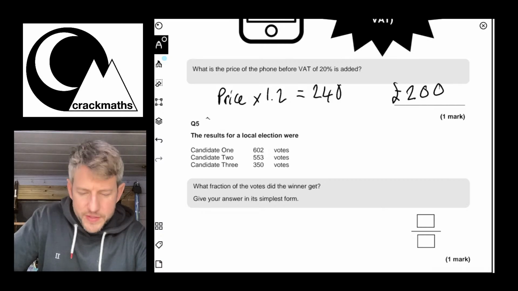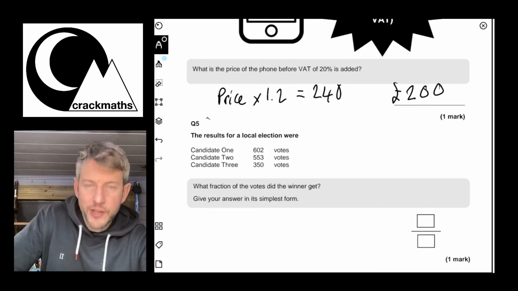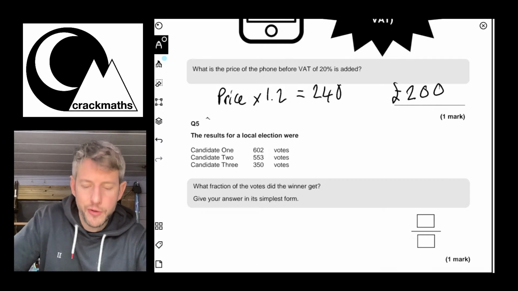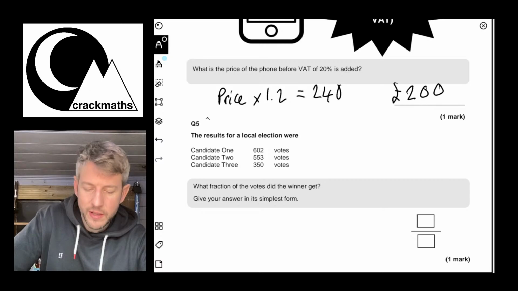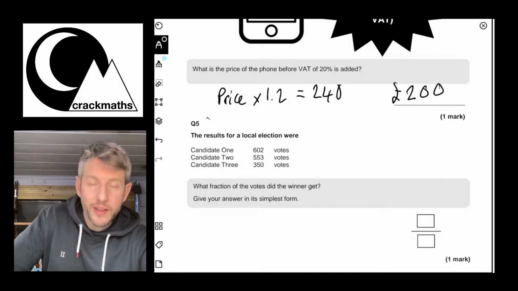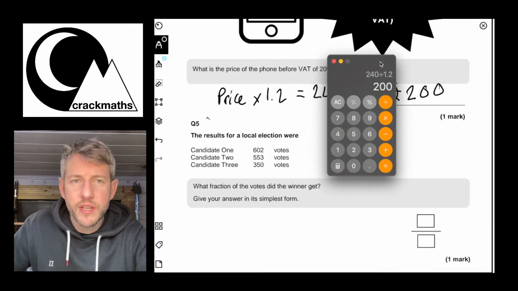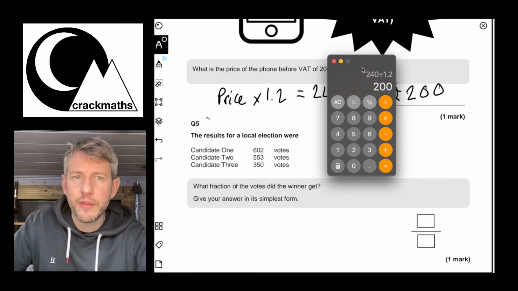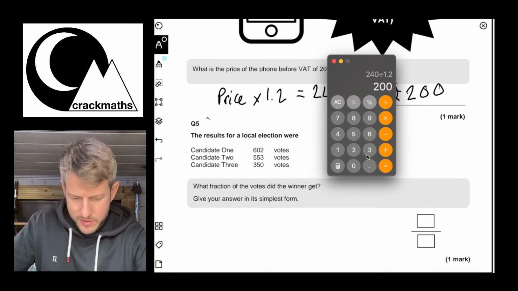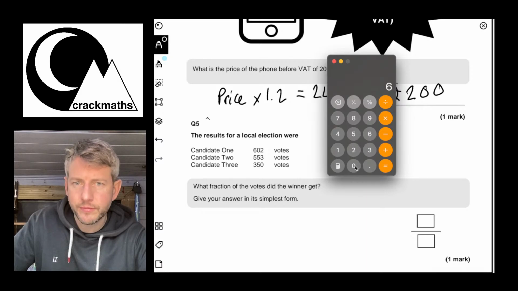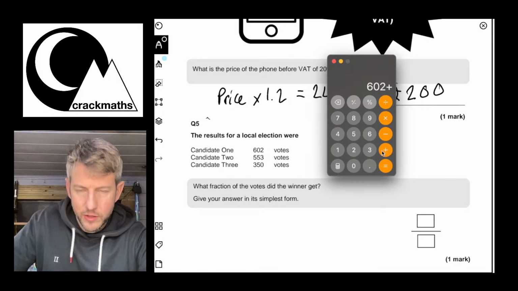So question 5 says, the results for a local election were candidate 1, 602 votes, candidate 2, 553 votes, candidate 3, 350 votes. What fraction of the votes did the winner get? Give your answer in its simplest form. So we need to find out how many votes there were in total. So we're going to add all of these together. Okay, so let's do 602, add 553, add 350.